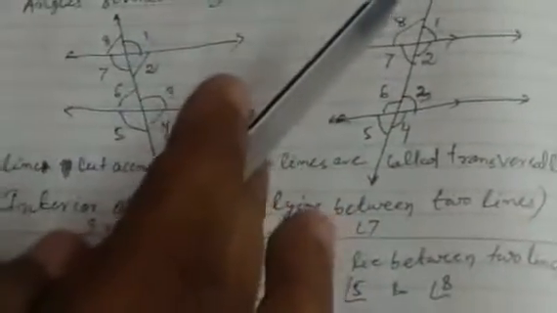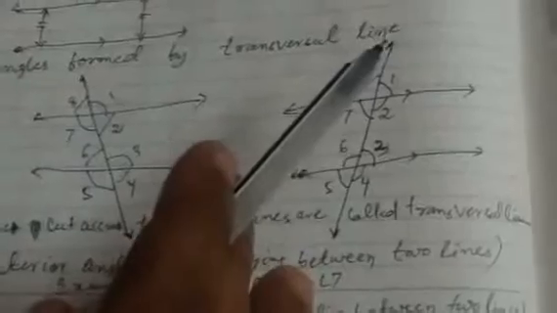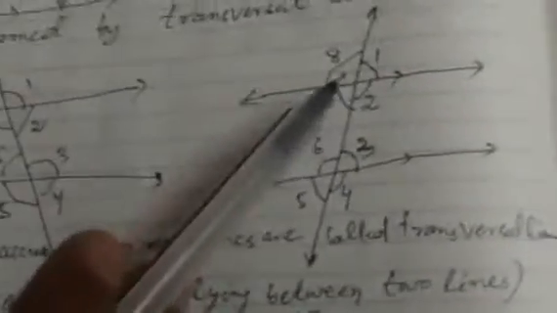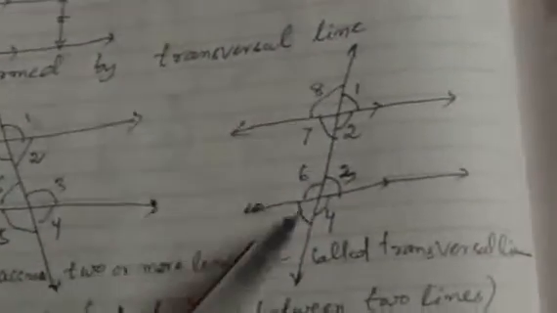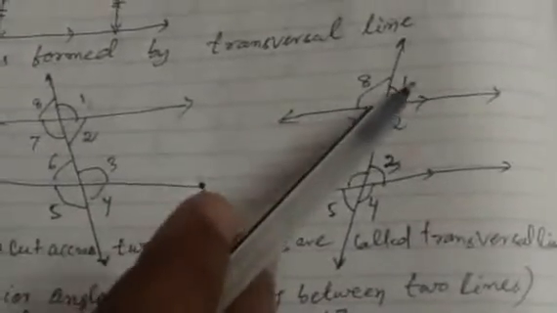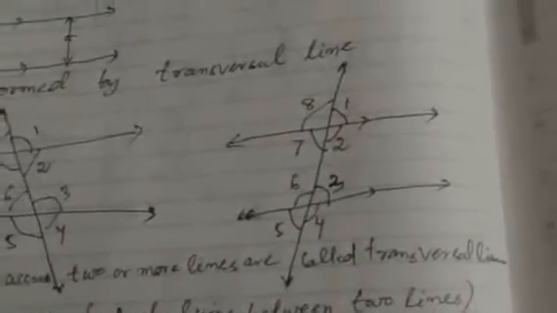Similarly, exterior alternate angles: a pair of angles in which one arm of each is on the opposite side of the transversal, pointing in the opposite direction. See this angle and this angle, this angle and this angle. Therefore, angles 8 and 4, and 1 and 5 are the exterior alternate angles. So, interior alternate: 2 and 6, 3 and 7; exterior alternate: 8 and 4, 5 and 1.